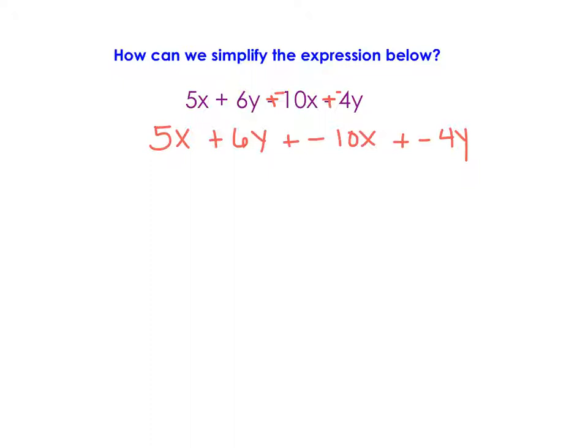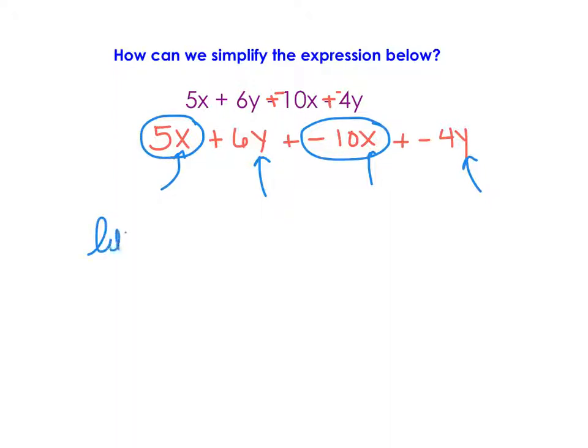The idea behind this is that we don't know what this x value is, and we don't know what this y value is. We know that the y's have the same value and the x's have the same value, but we don't know if x and y are exactly the same. So all we can do is combine the x's together and combine the y's together. Here we see 5x and negative 10x. Those have a matching variable part.